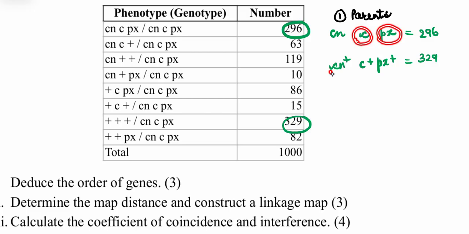This is gene type 3. This is gene type 4. It is different from this. It is the wild form. Then this is gene type 5 and this is gene type 6. The first step was the identification of parents.